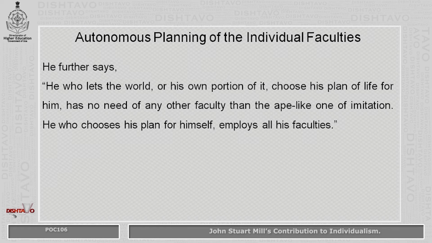Then autonomous planning of the individual faculties. How can one plan or manage his own faculties, like intellectual, moral, psychological, human faculties? That's why J.S. Mill says, he who lets the world or his own portion of it choose his plan of life for him has no need of any other faculty than the ape-like one of imitation. He who chooses his plan for himself employs all his faculties.